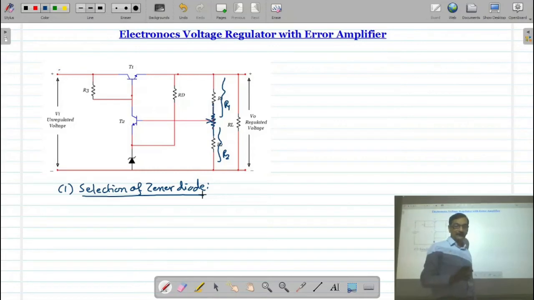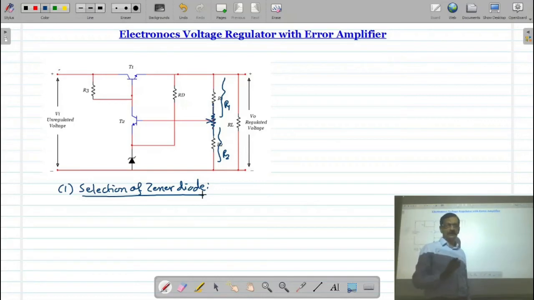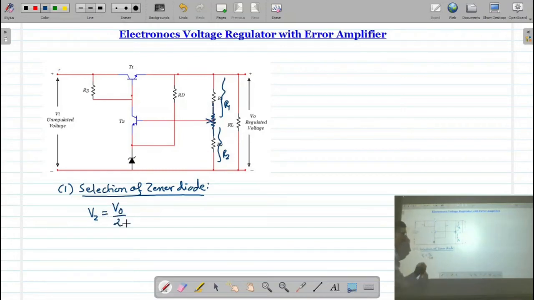It is not necessary, remember. But it is a thumb rule for designing the circuit. Instead of 5, if you have a 6 volt Zener or a 4 volt Zener, then also your circuit is going to work. But as a thumb rule, you can consider that the Zener voltage must be equal to VO divided by 2. Correct? And then the Zener current. Here remember, whatever current flows in this channel, in this channel the current is IZ.